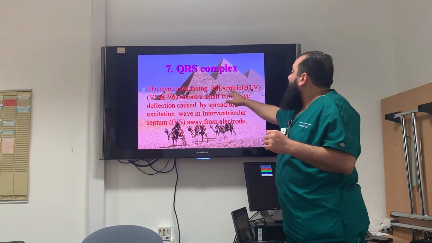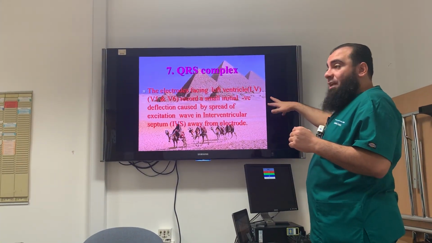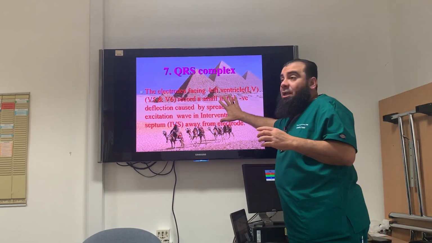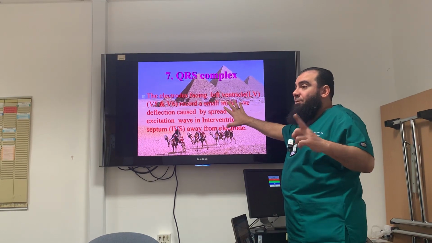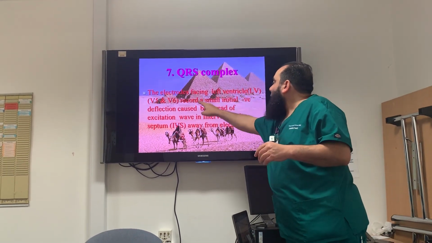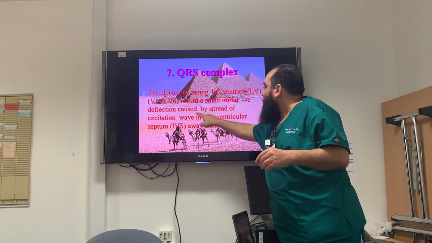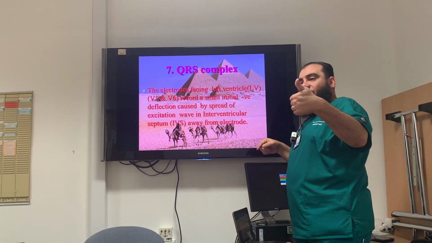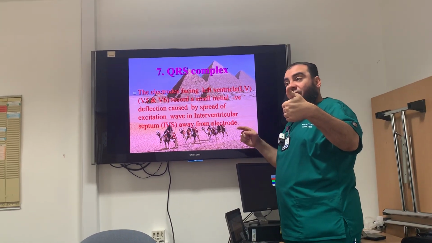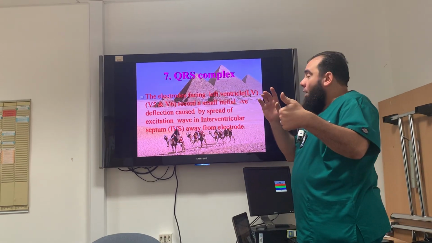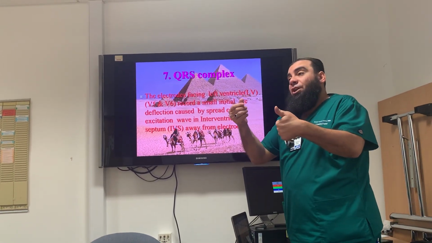The electrode facing the left ventricle, V5 and V6, records a small initial negative deflection. It's very important to memorize this because I'm going to use it in subsequent slides, especially V5 and V6. It's caused by the spread of the excitation wave in the interventricular septum. So the Q wave in V5 and V6 is a small Q wave, not pathological. It represents the conduction in the septum.